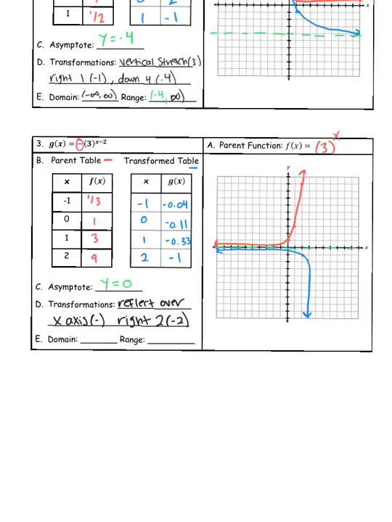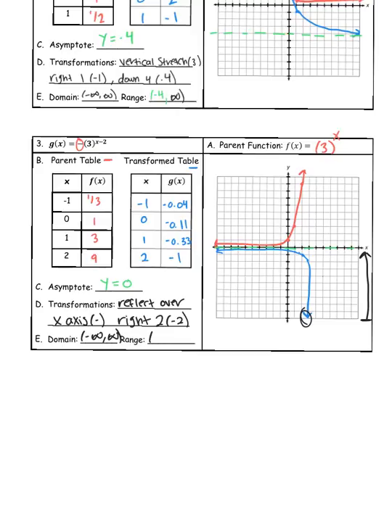My domain here, I'm still looking at all real numbers. I can still input whatever number I want into my function. The range here is a little bit tricky now because the graph is no longer increasing from left to right, it's decreasing from left to right. So as I'm reading the graph from the bottom to the top, the bottom of the graph is not at 0. The bottom of the graph, this arrow that's here, is pointing down to negative infinity.